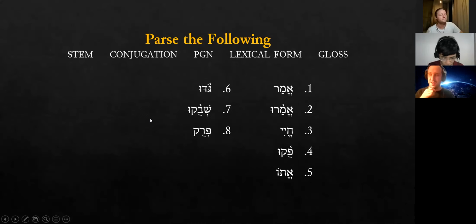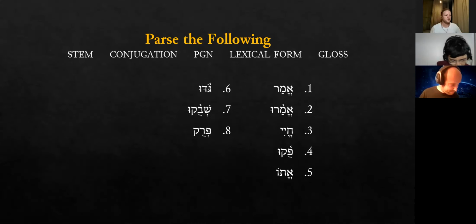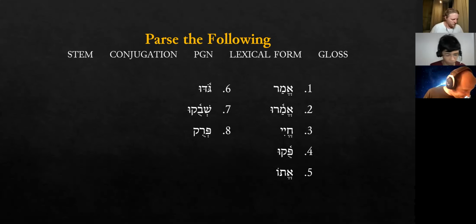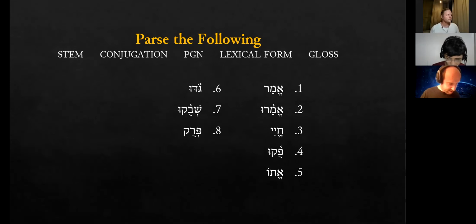All right, go. Okay, so Paruk. And this is just a Peal imperative, second masculine singular from Pei Resh Kuf, and I don't know what that means. Well, it's not kaf, it's kuf. So what does it mean? It doesn't have it here again.